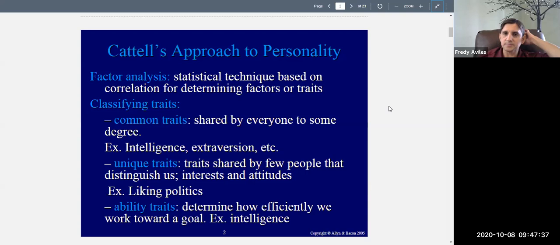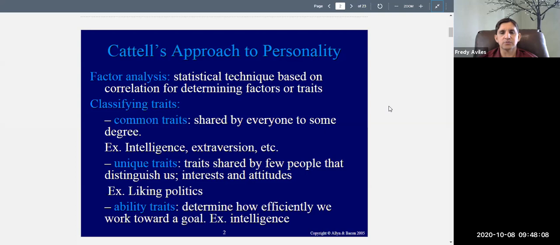Some of them he called common traits. These are personality traits that are shared by everyone to some degree. Like everyone has some degree of intelligence, for instance, some degree of extroversion, some degree of anxiety. He called these common traits. And there's other things he called unique traits. These are traits that are shared by a few people that distinguish us, things that make us more unique, things that have more to do with interests and attitudes, like liking politics. He called those unique traits.